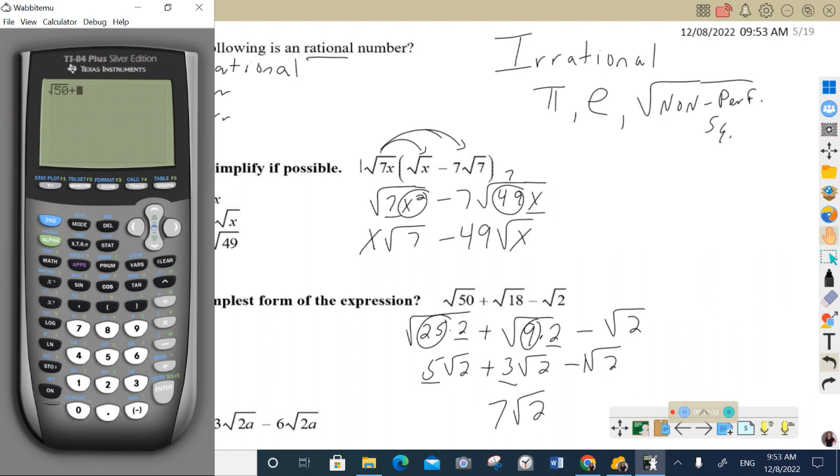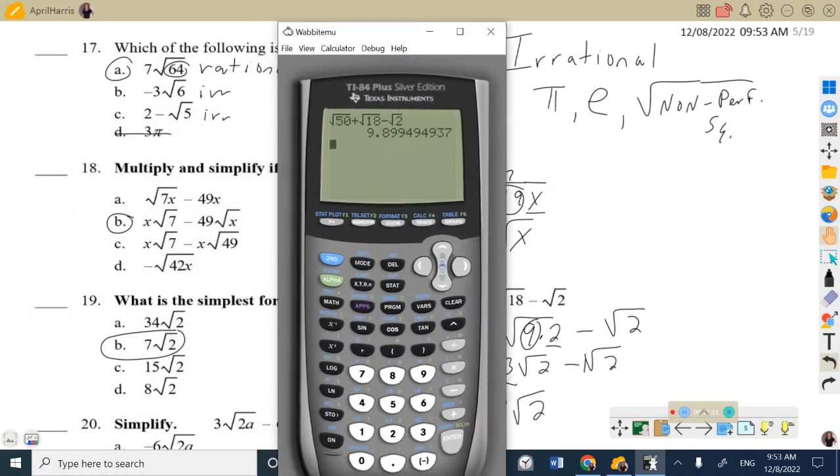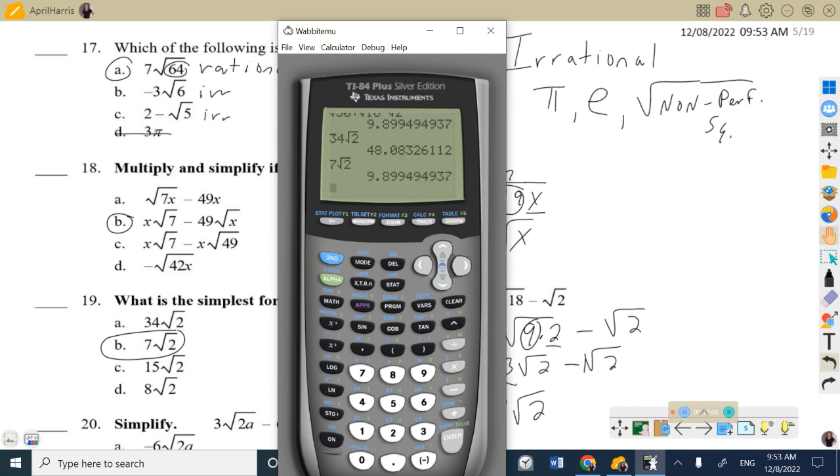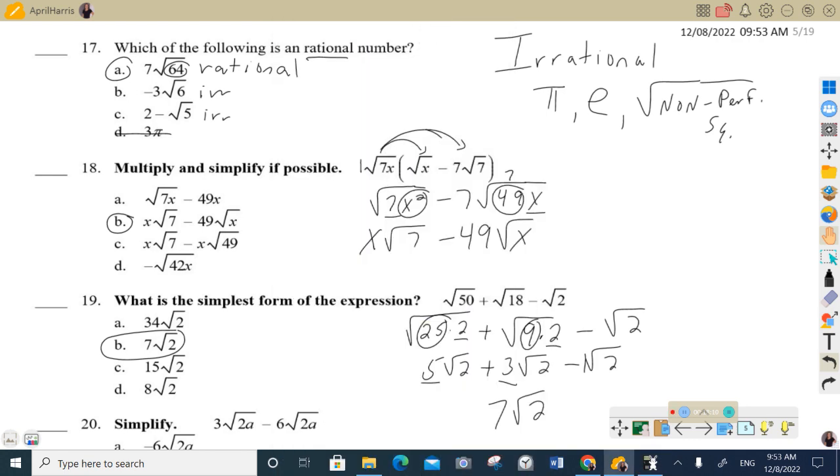plus the square root of 18, now, see, I think it's faster to do the problem, but you got to attack how you have to attack, minus square root of 2. You get that crazy decimal. So then what you're looking for is to type these in until you find the one that matches. If you type in 34 square root of 2, not the same decimal. If you type in 7 square root of 2, same decimal. It's magic. Okay. Pause.